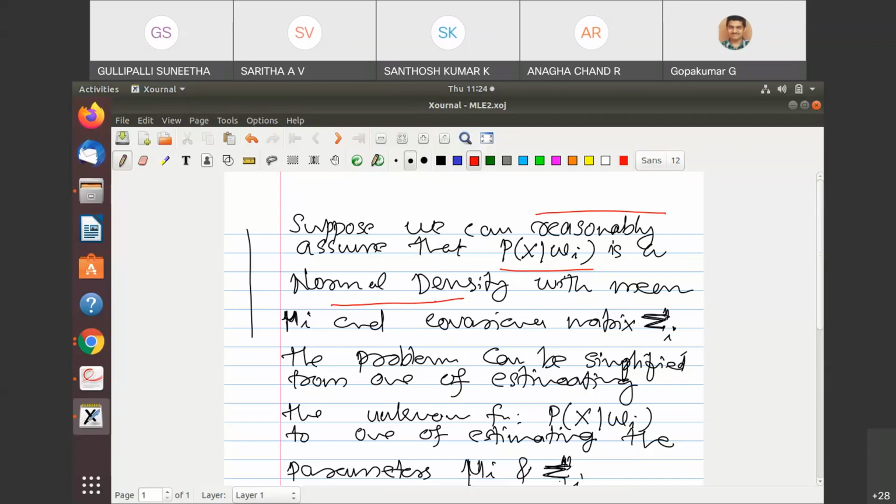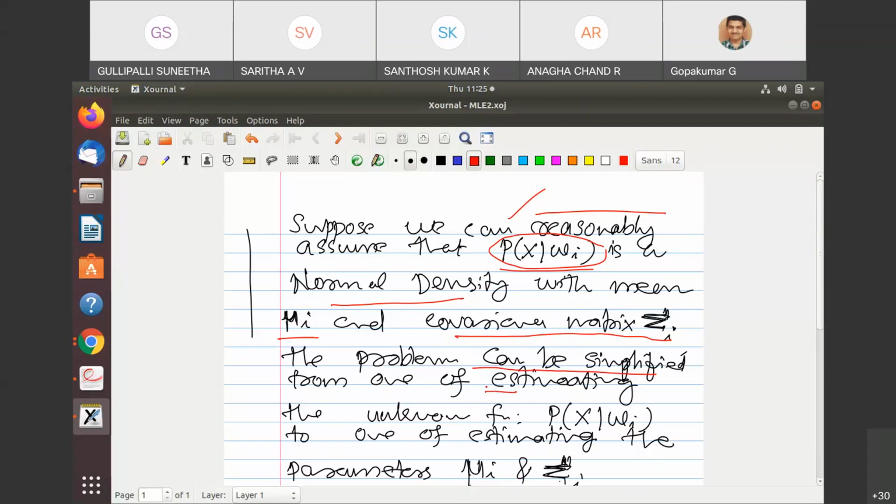Okay, and we know that if the distribution of this class conditional density is a normal density, then we can represent it with a mean value and a covariance matrix, which we have already seen, because those are the two parameters used to represent a normal density. So if we assume that the class conditional density is close to or represented by a normal density, then we can simplify the problem.